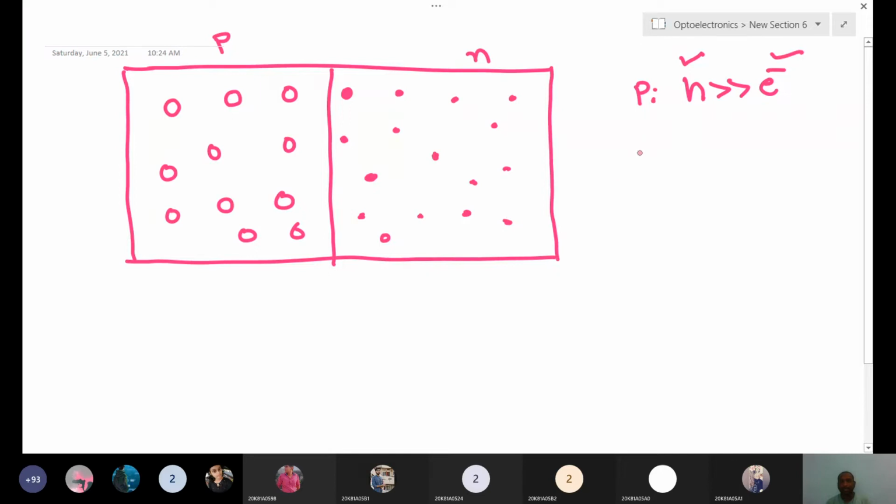Similarly, when you take an n-type semiconductor, electrons are much greater than holes. So that's why electrons are the majority carrier and holes are the minority carrier in n-type semiconductor. Here, because of the charge gradient, some of the holes diffuse from P to N. Once they diffuse, they leave negative ionized acceptor atoms. Similarly, when electrons leave the N region, it leaves a positive charge density.